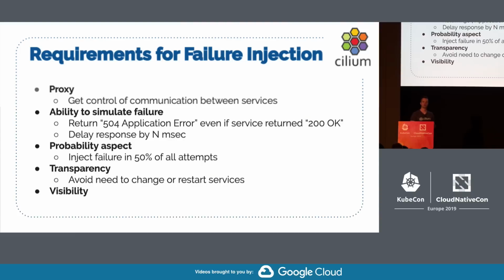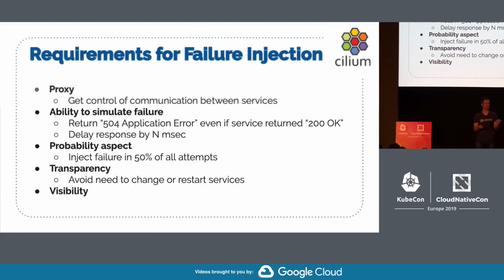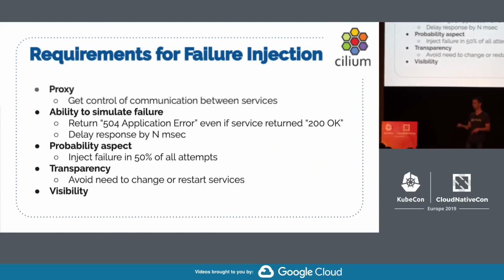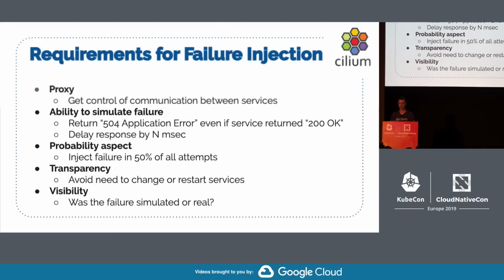And then the last piece, you need visibility, right? If you have a 50% chance of doing a fault injection, you actually need to know whether that fault injection happened or not, because the service could actually fail for real. So if you get a 503 application error, you want to understand whether this was done by the chaos testing framework or whether the application really crashed or misbehaved, or whether the delay was done by our testing or by the application itself. So was the failure simulated or real?